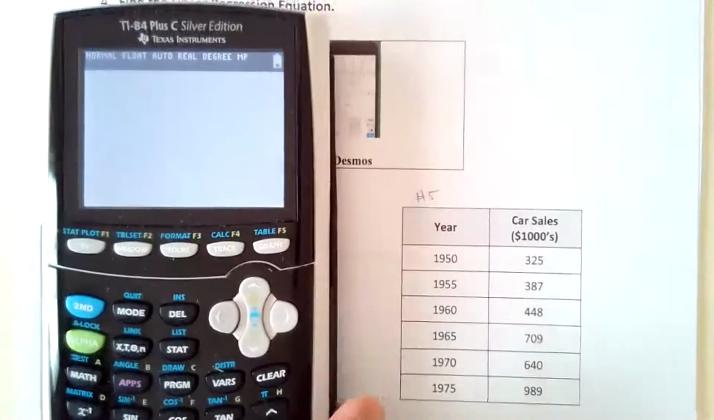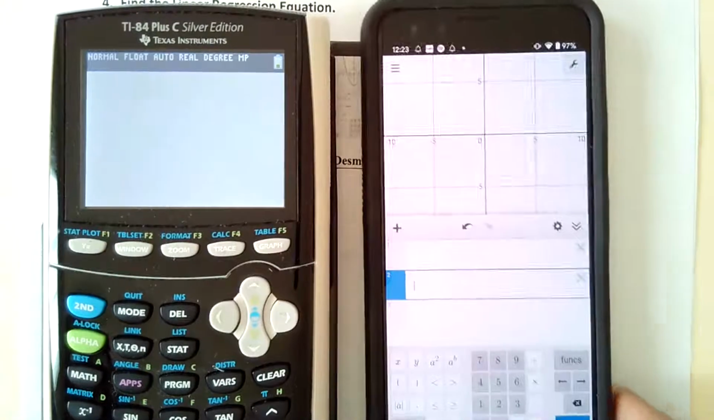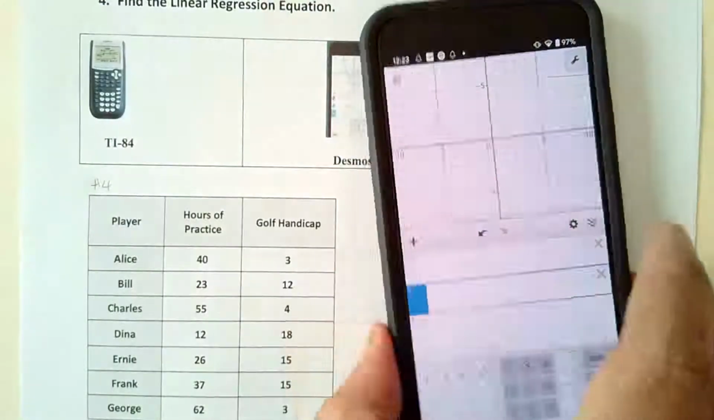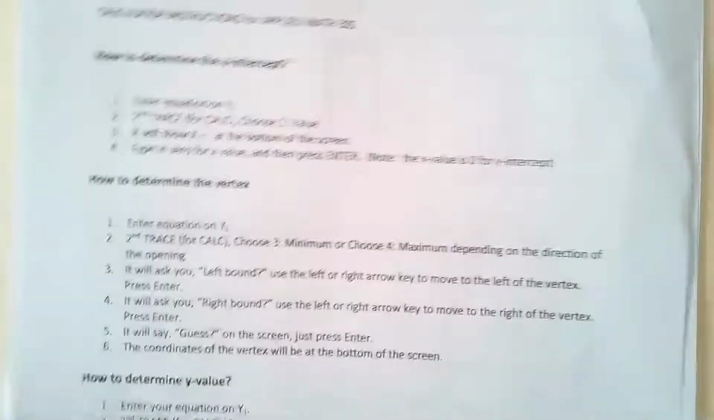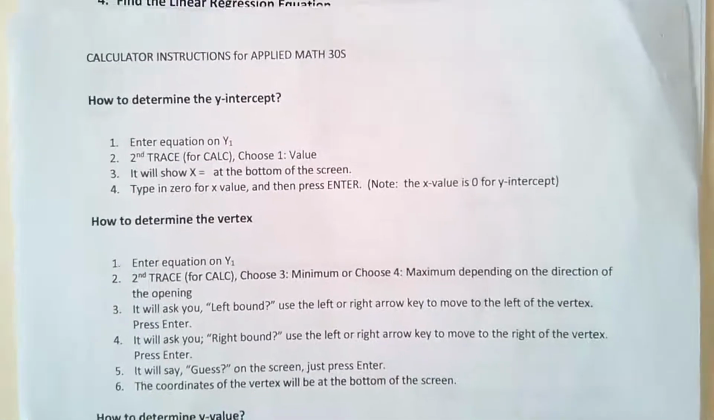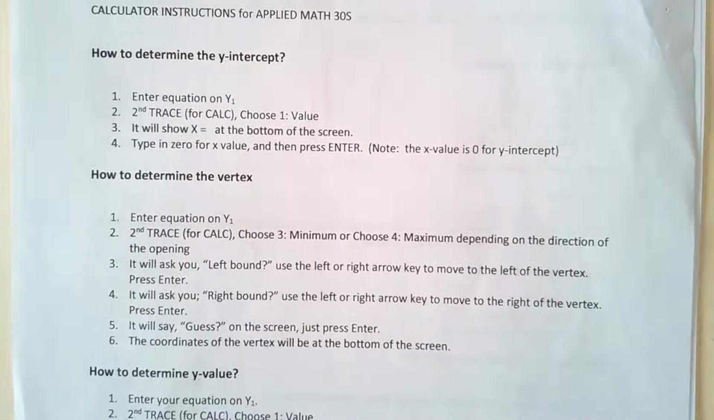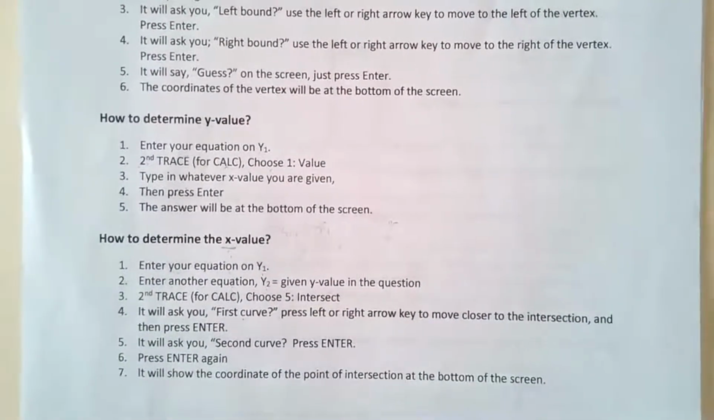So, using a graphing calculator, you'll need a TI-84 or 83. And if you're using Desmos, you'll need to have Desmos with you. Also, for those of you who are using the graphing calculator, you should have this handout on the calculator instructions for Applied Math 30S. This will be important to assist you in navigating your way through the graphing calculator.